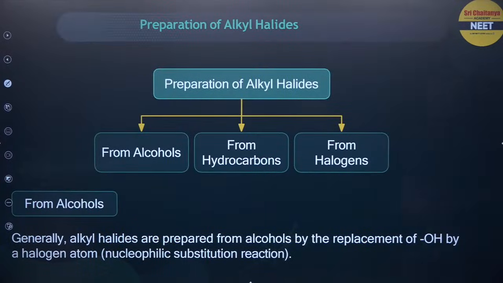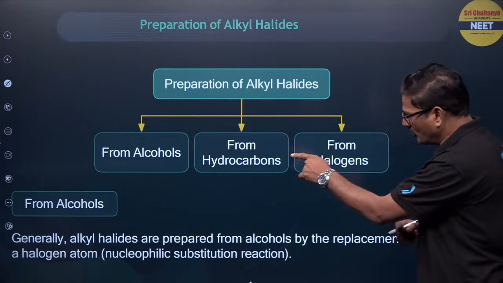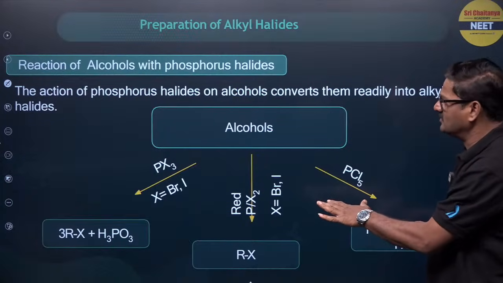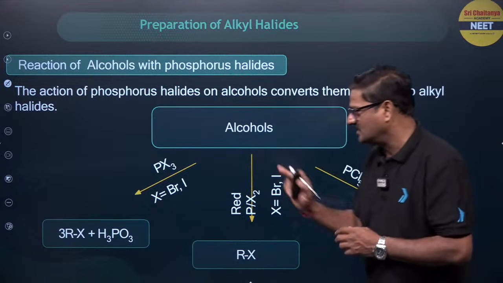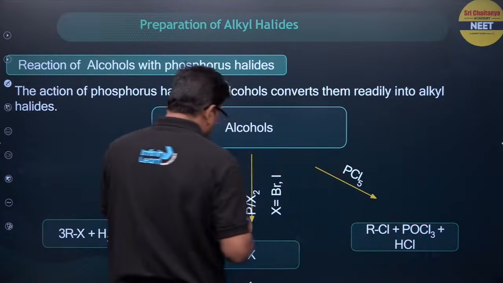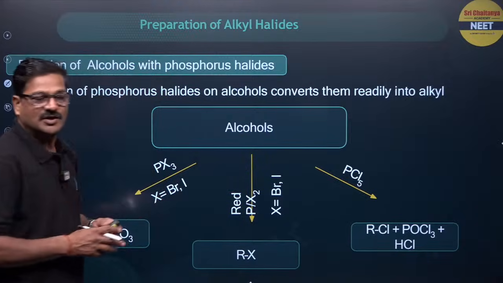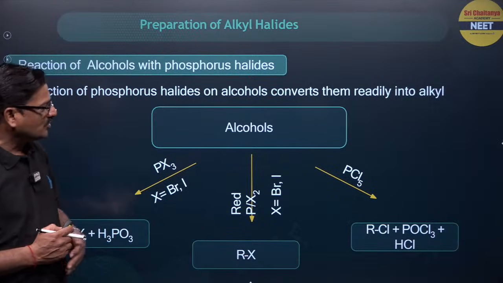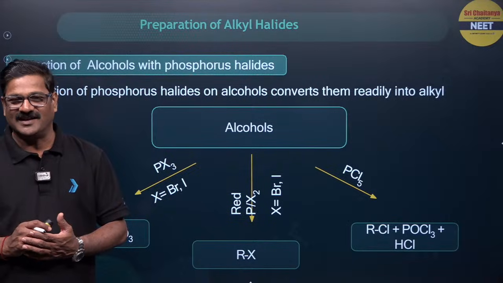Now moving ahead, preparation of alkyl halides from alcohols we have seen, from hydrocarbons we have seen, and more reactions from hydrocarbons you can see. Alcohols is completed. So summary: alcohol with PCl3. You can also prepare from alcohols by using red phosphorus in the presence of a halogen. It could be either bromine or iodine, which gives rise to alkyl halide, and also you can treat it with PCl5 to give rise to POCl3 and alkyl halide.